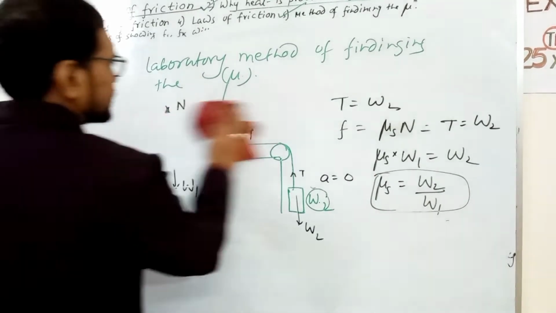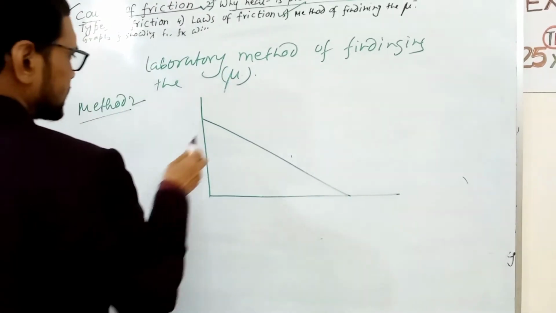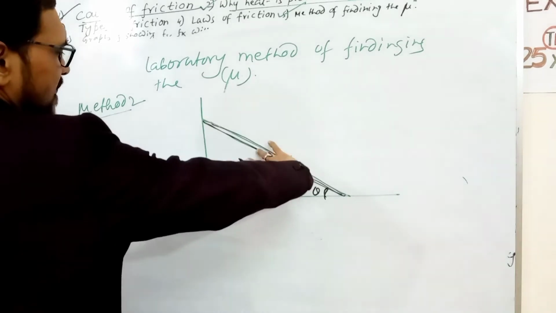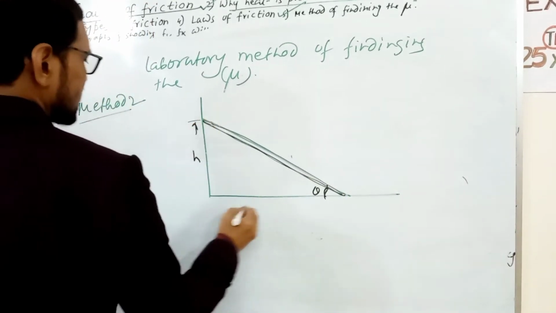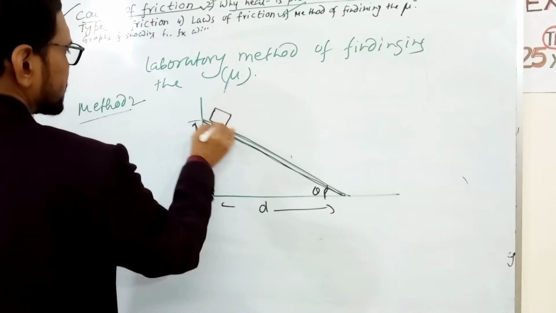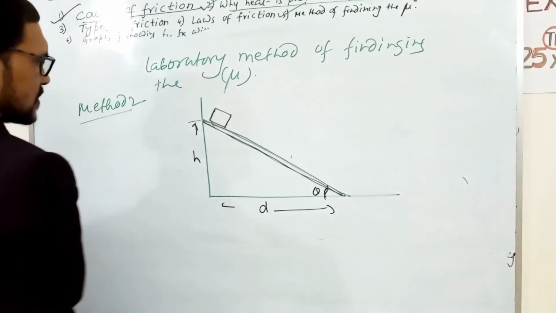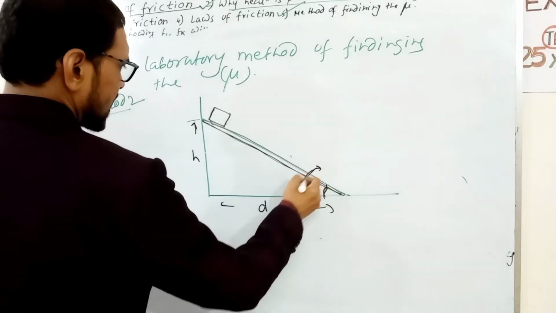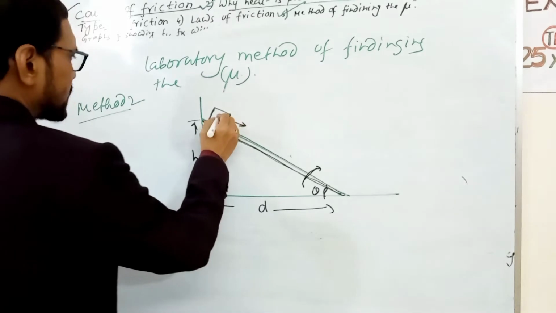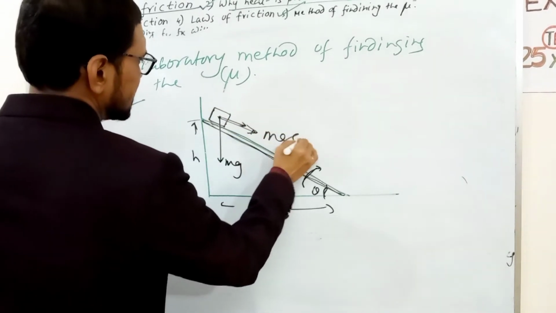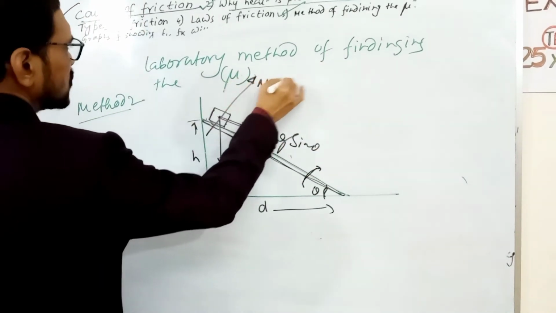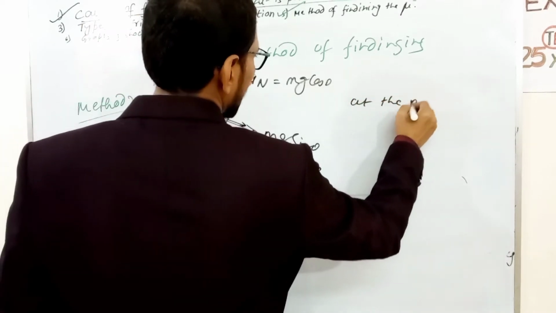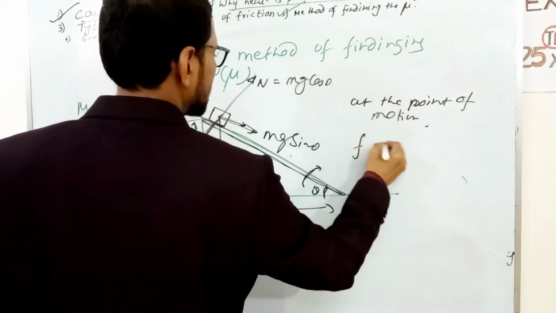Now the next method is an inclined plane. This is an inclined plane with inclination theta, and this inclination is adjustable. Suppose at an angle theta, this height is h and this is d. A block is placed over the surface, and we gradually increase the inclination. At the point when the body just starts to move, the forces are: weight mg, with component mg sin theta in this direction, normal reaction N equals mg cos theta, and friction force acts in this direction. At the point of motion, F equals mg sin theta.